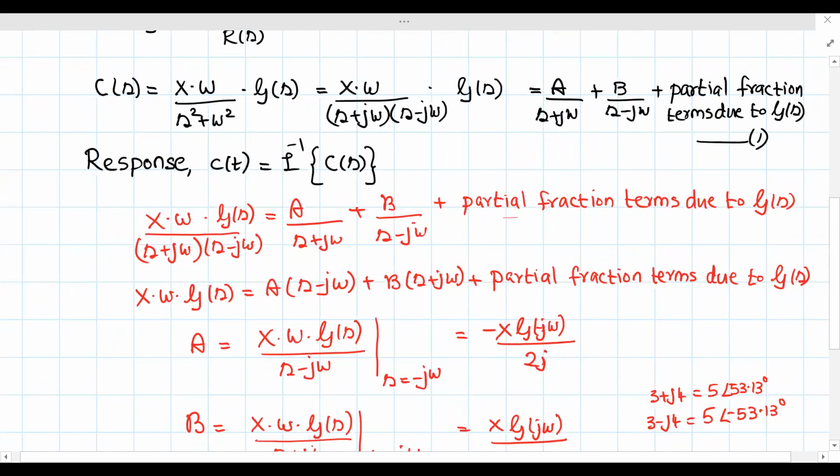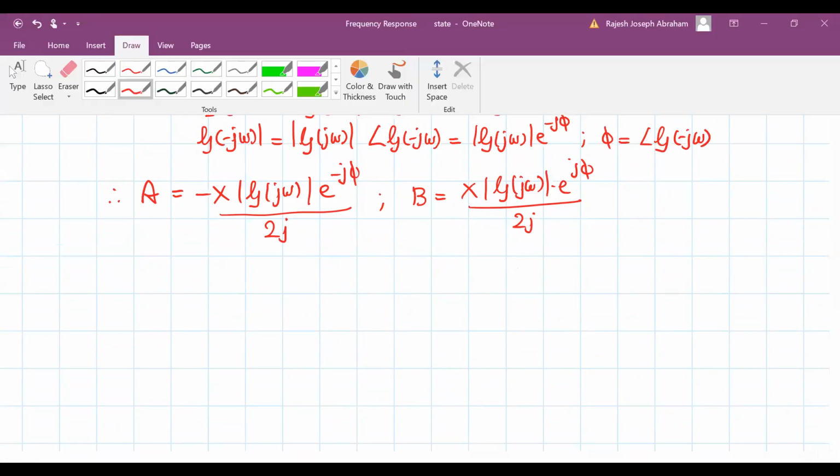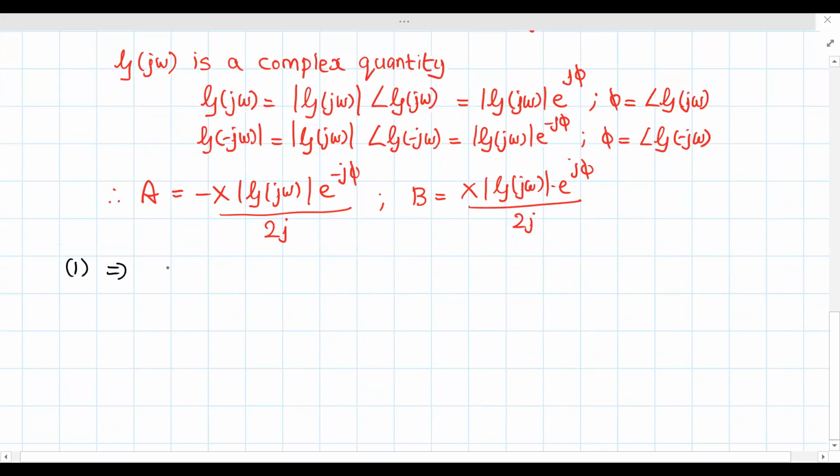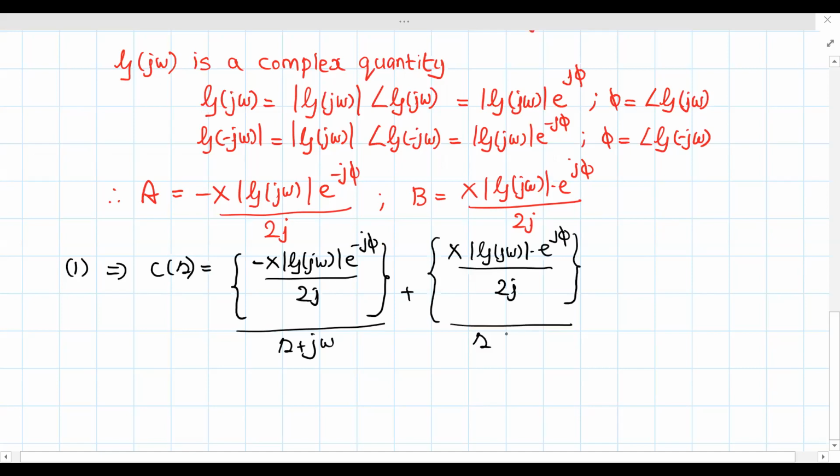What is our left hand side? C of s. So my equation 1 implies C of s equals, so my A is minus x into mod g of j omega into e raised to minus j phi by 2j, so A by s plus j omega, plus B. What is B? x into mod g of j omega into e raised to j phi by 2j, whole by s minus j omega, plus terms due to g of s.